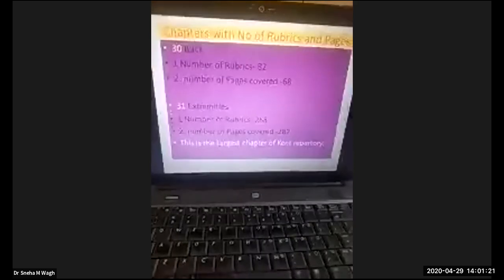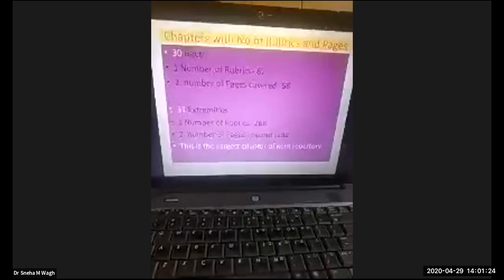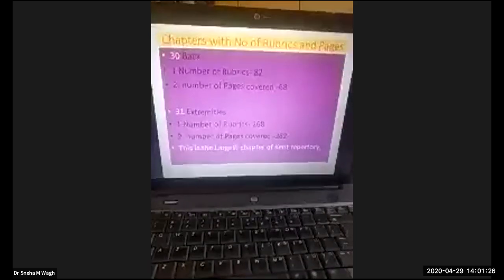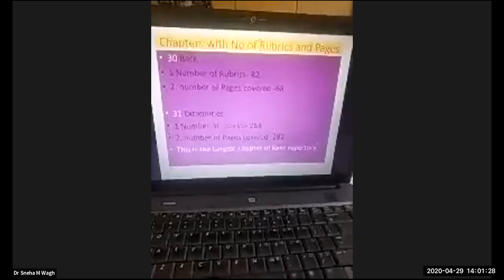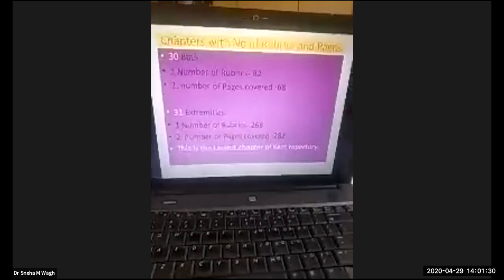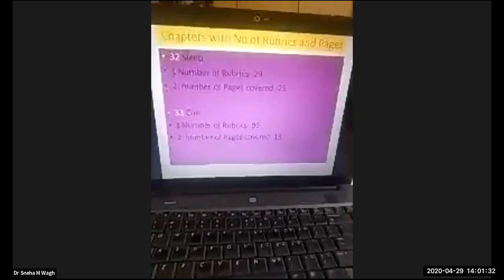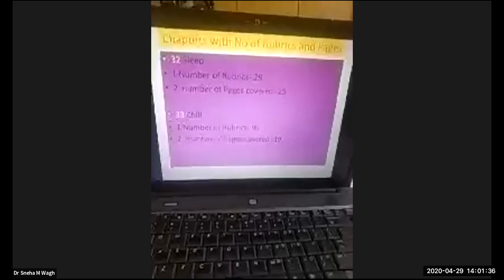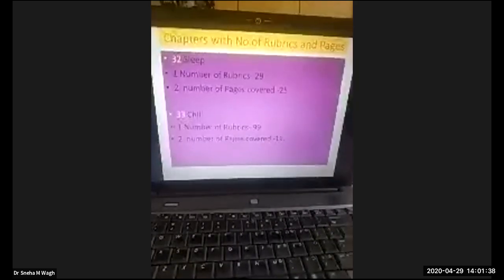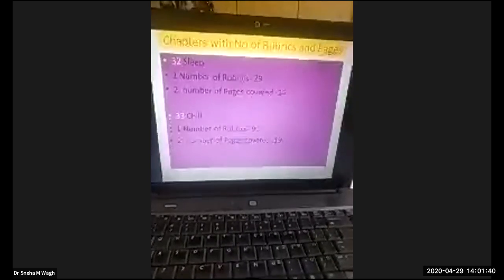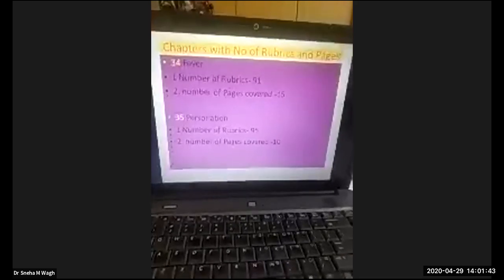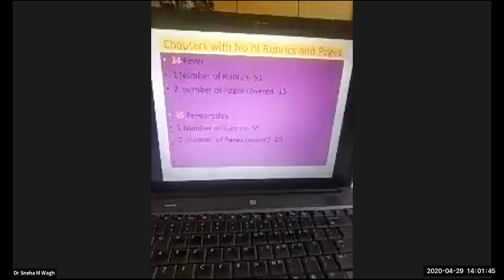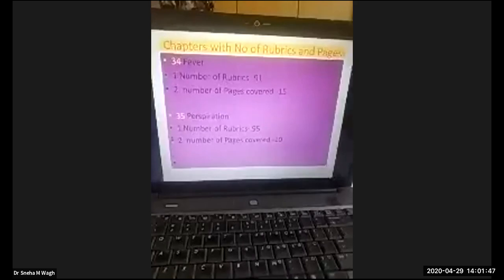So now here we find that the largest chapter of the Kent repertory is the extremities, which has number of rubrics 268 with pages covered 282. Next chapter, that is Sleep, number of rubrics it has 29 and pages covered is 25. Chill, number of rubrics 99, pages covered 19. Fever, number of rubrics 91 with pages covered 15.